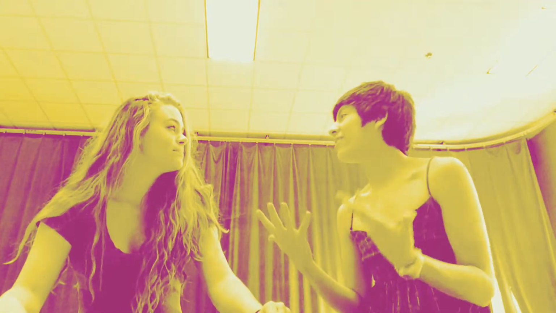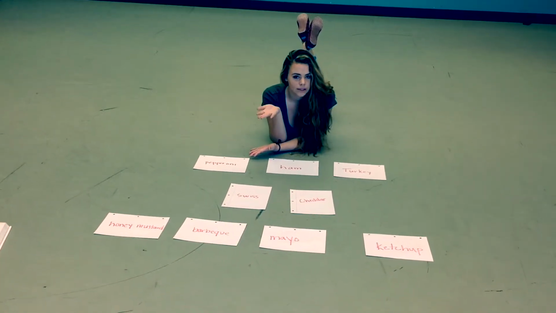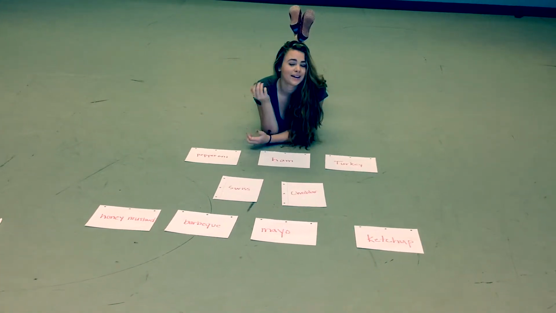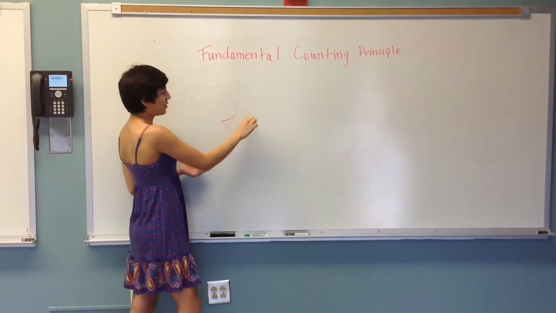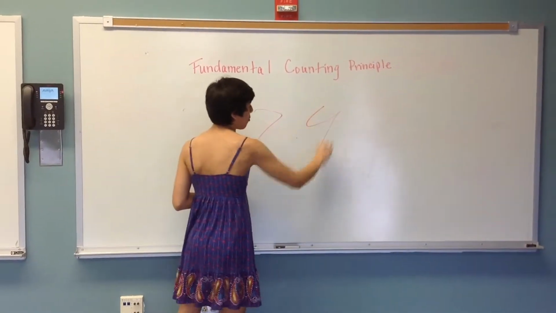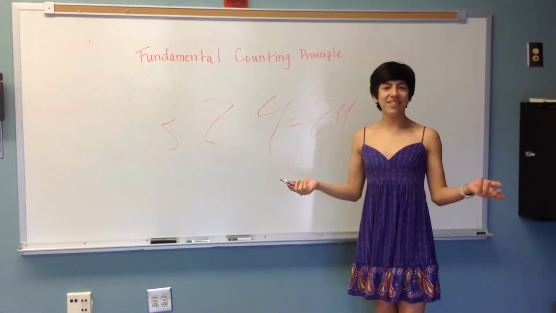How do you keep it all together? I use the fundamental counting principle. This diagram makes it a lot easier for you to see all your possible outcomes. But of course, there's a mathematical way to get it easy. I have 3, I have 2, and I have 4. So that makes 24? 24 possible sandwiches.